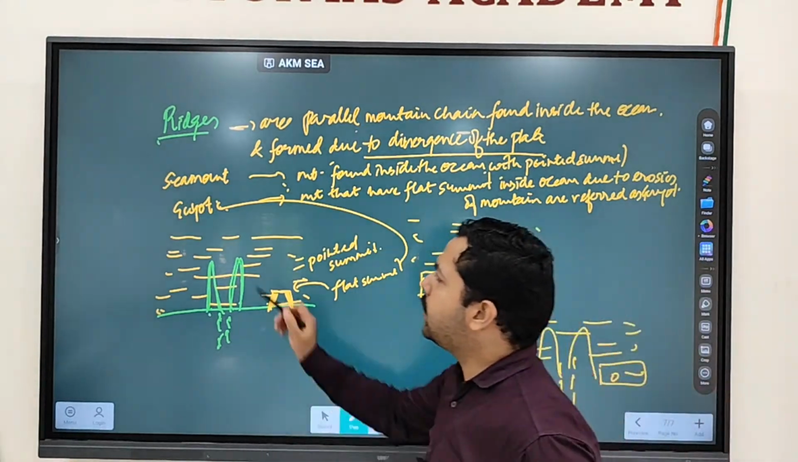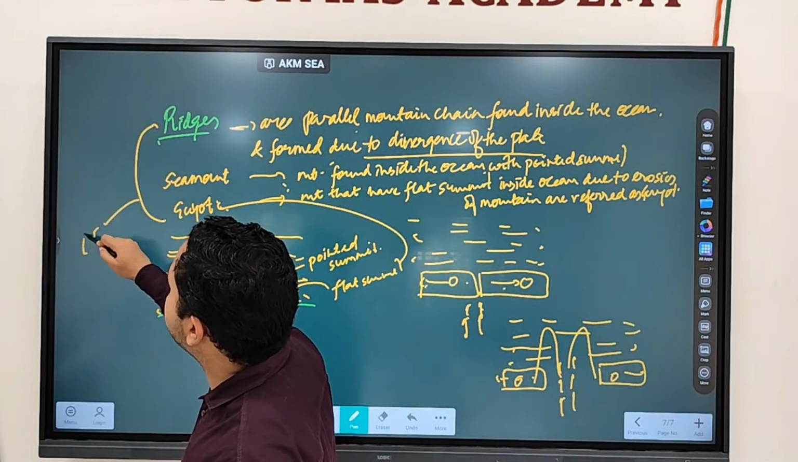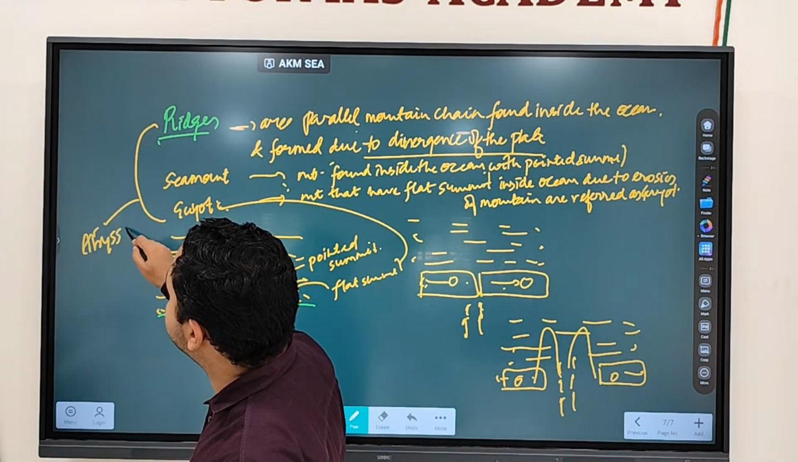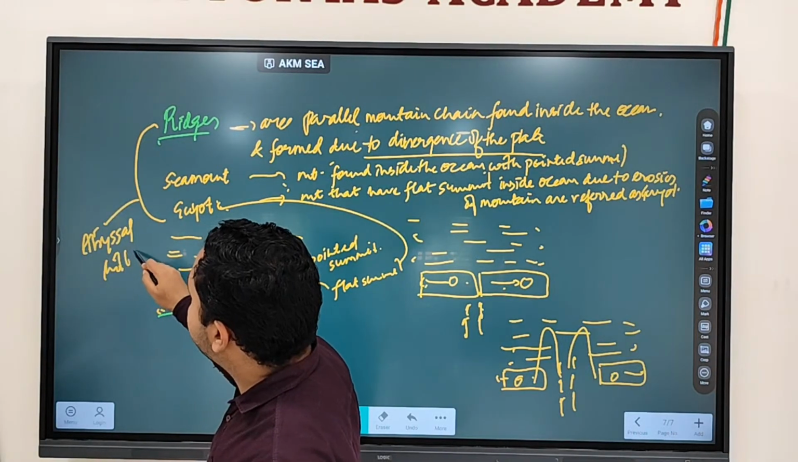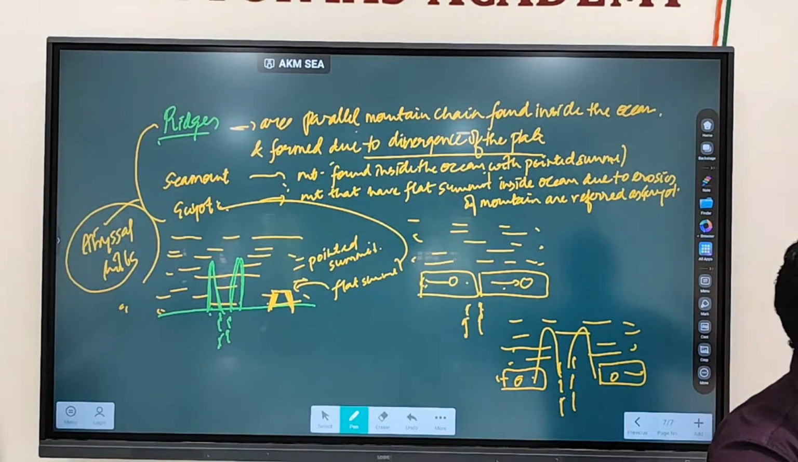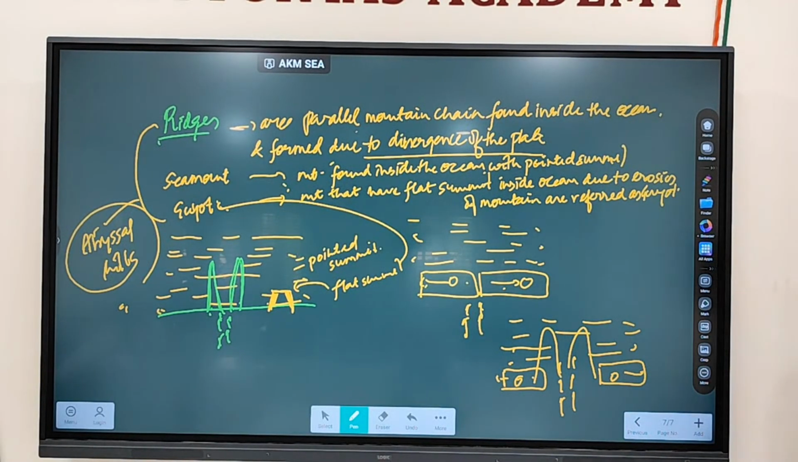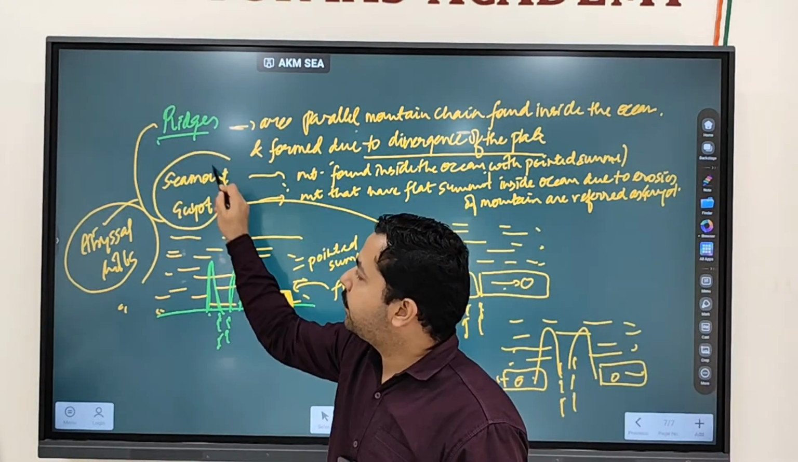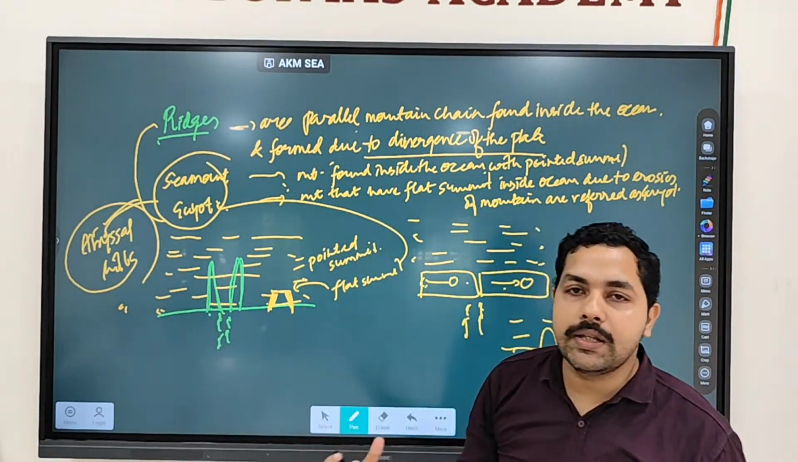All these features are also referred to as abyssal hills. They're referred to as abyssal hills because these are the hills created from the deep sea plains. So the seamount and guyot together are also referred to as abyssal hills.